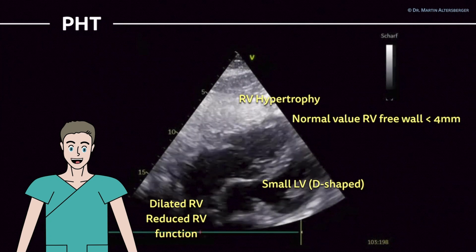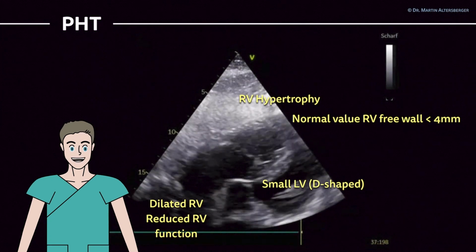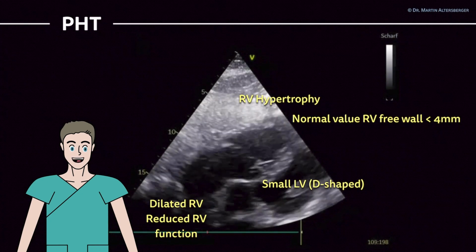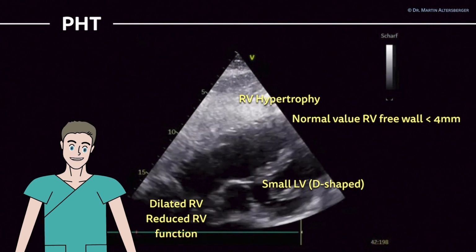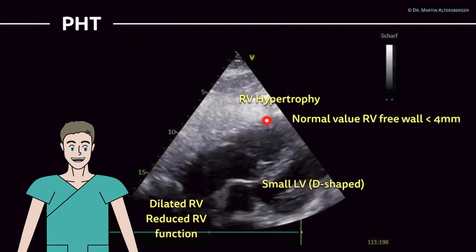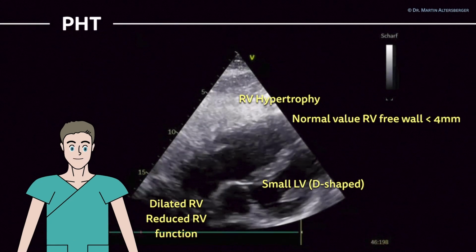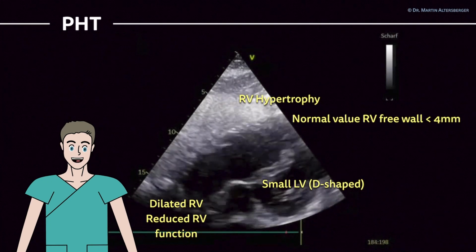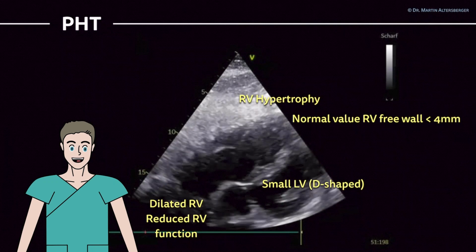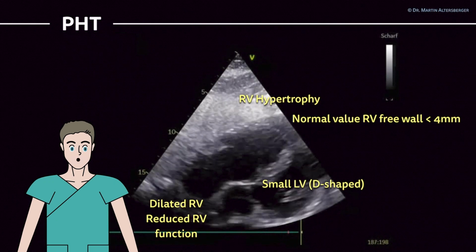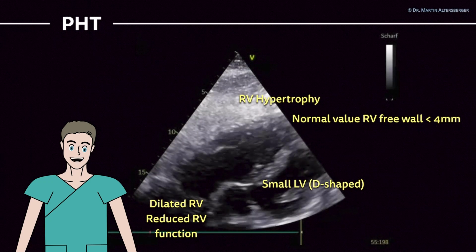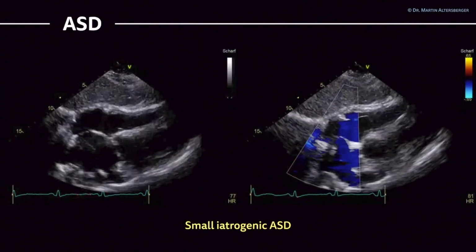So the right ventricle is dilated, definitely reduced in function. You can see here that the overall contractility is reduced, and there is a severe case, I would say, of right ventricular hypertrophy. So you see the right ventricular free wall where you also would measure, and the right ventricular free wall is almost as thick as the interventricular septum, so around 8 to 9 to 10 millimeters. So it's definitely thickened.